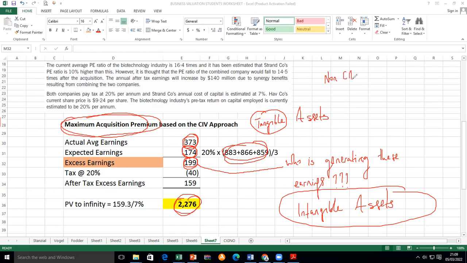No, it's the non-current assets. The tangible assets are non-current assets of your business. But when you talk about total assets, then you go to non-current assets plus the current assets. That gives you the total assets.